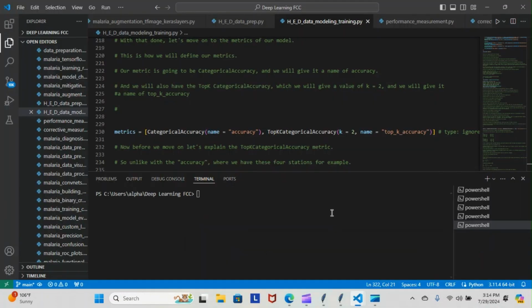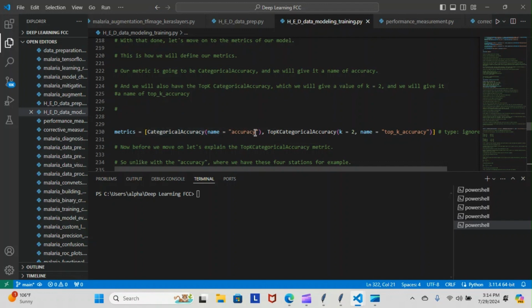Today we went over our metrics, and we're going to start with some light reading and then go over some examples. With that done, let's move on to the metrics of our model. This is how we would define our metrics. Our metric is going to be a categorical accuracy. We will give it a name of accuracy. As you can see here, metrics equals categorical accuracy.